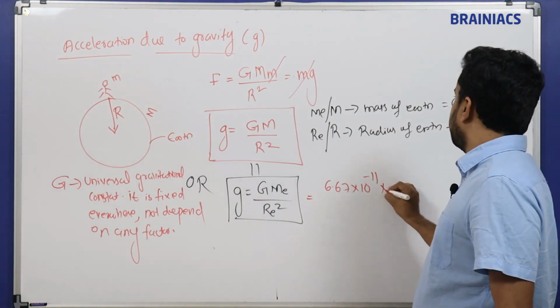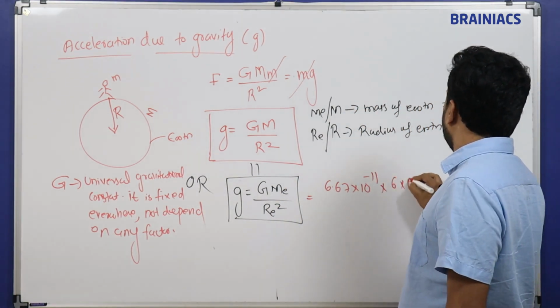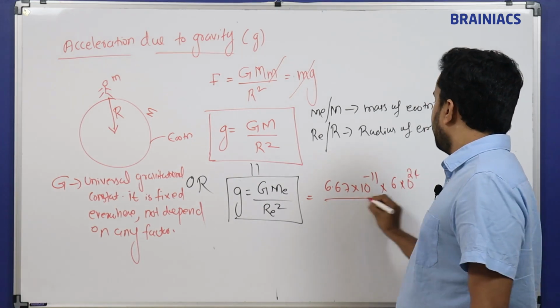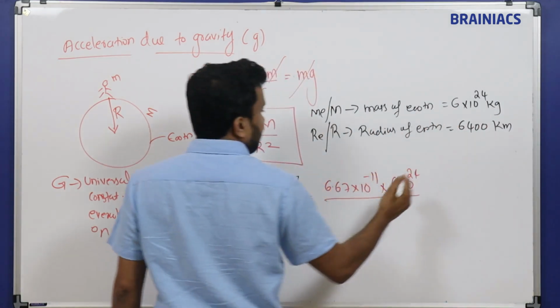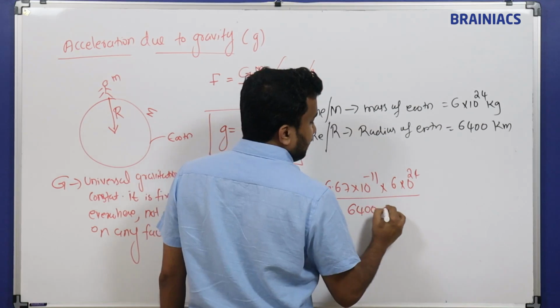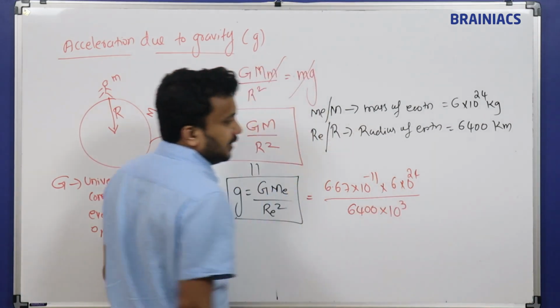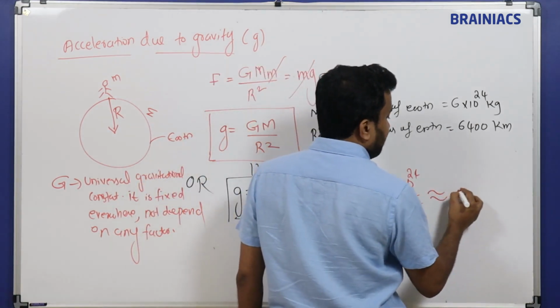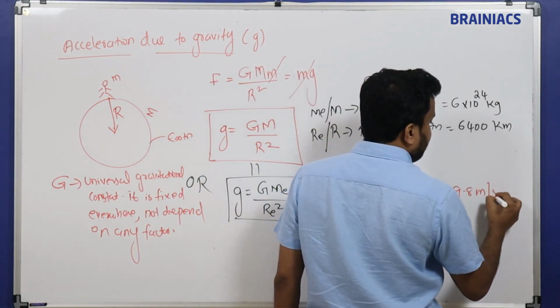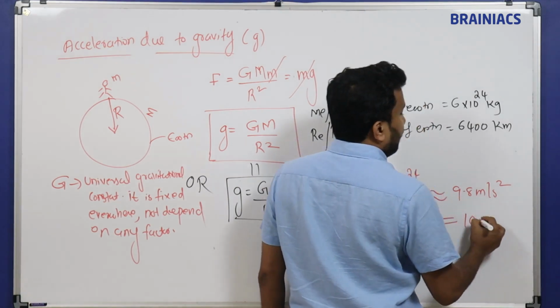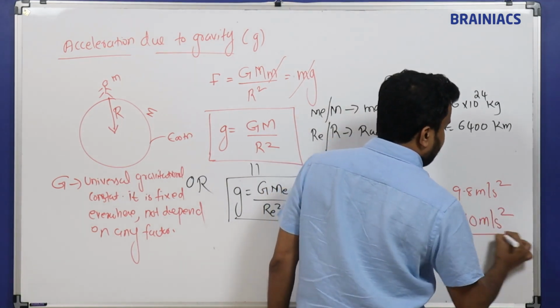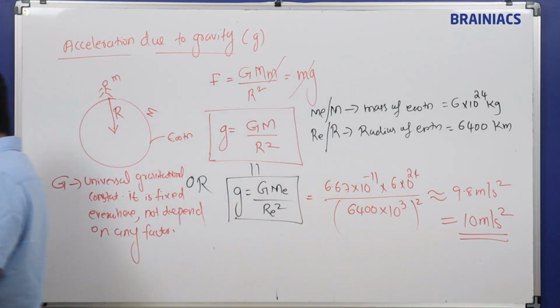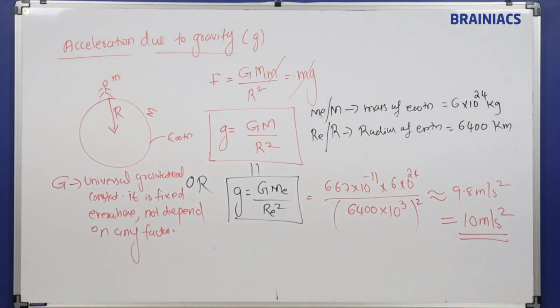So 6.667 into mass, 6 into 10 power 24 kilogram, divided by radius square. Convert kilometer to meter: 6,400 into 10 power 3 meter, R E square. Then solve here and you will get an approximate value of 9.8 meter per second square. In standard problem solving, we consider this as 10 meter per second square. Very important.